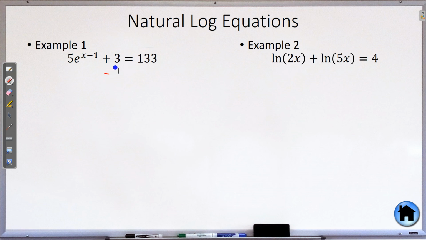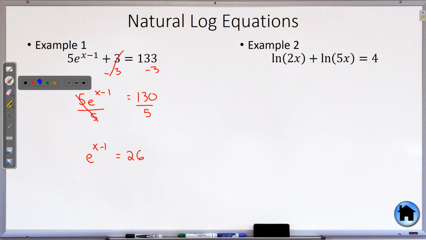So we're going to minus 3 from both sides. That goes away. You're left with 130 is equal to 5e to the x minus 1. Again, we have something outside the exponential, so we can get rid of that without any trouble. So e to the x minus 1 is equal to, let's see, is that 26, I believe? And then we have to get rid of this e. So we're going to have to log both sides.